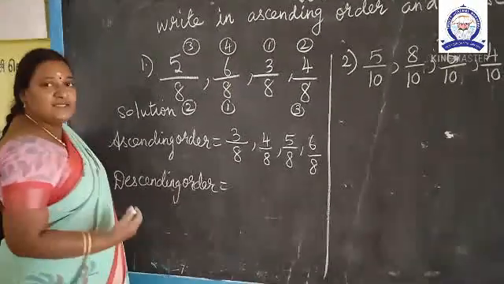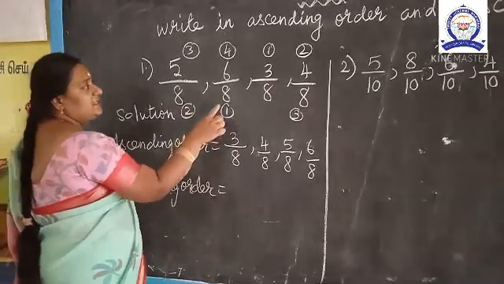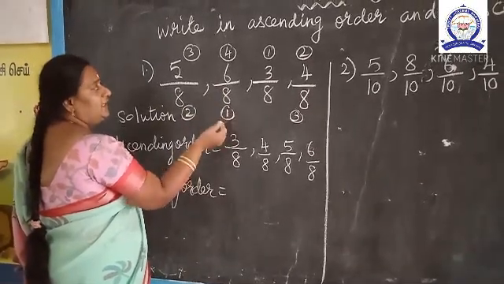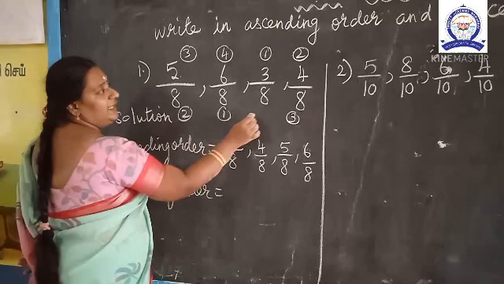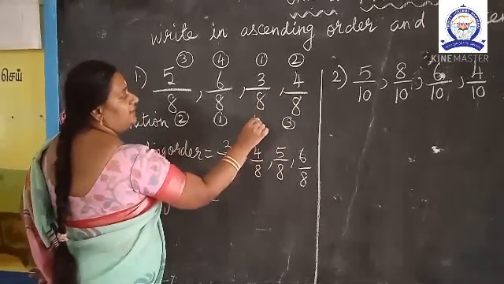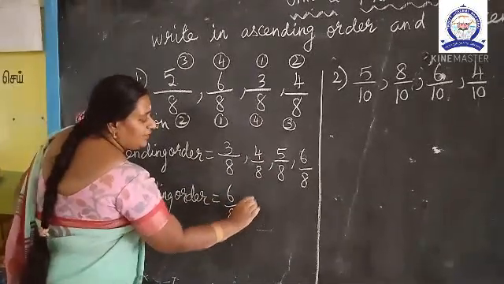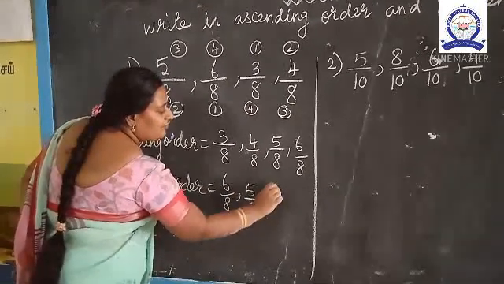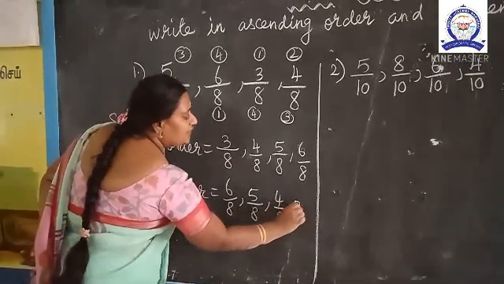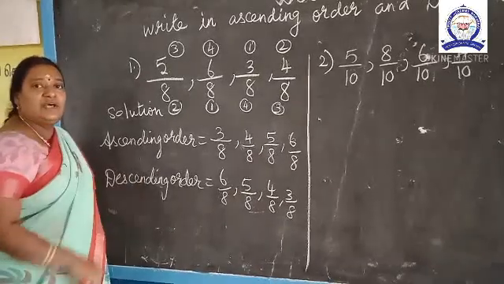Now descending order. So descending order means big to small. So which is the biggest? 6 by 8. This is 1. Then 5 by 8, 2. Then 4 by 8. Then 3 by 8. So arrange this just opposite. 6 by 8, 5 by 8, 4 by 8, 3 by 8. So ascending order and descending order of fraction arranged.